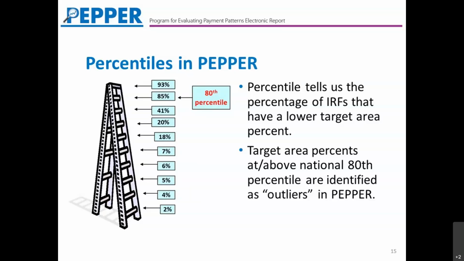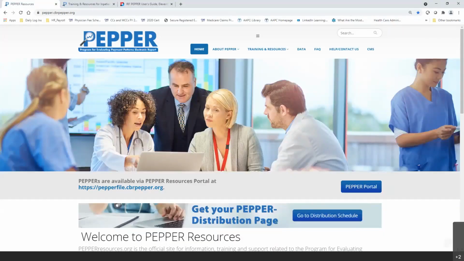Before we go back to the slides officially, I would like to take a look at our homepage. Our homepage has a wealth of information. There are a lot of links here that can help you, and there are a lot of resources that can help you.